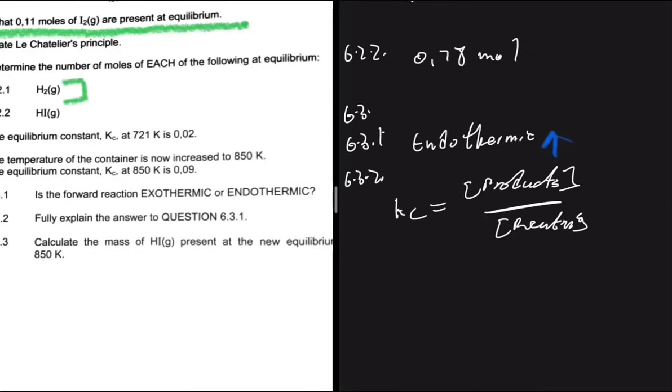That is because when the temperature was increased, we had more products, right? So it only makes sense that the forward reaction is endothermic, because if you increase temperature, endothermic is favored. And as we can see that our Kc value has gone up, we can clearly see that the forward reaction was indeed favored.